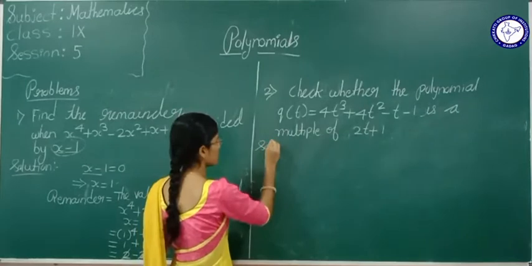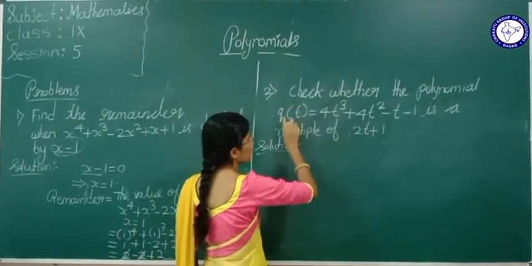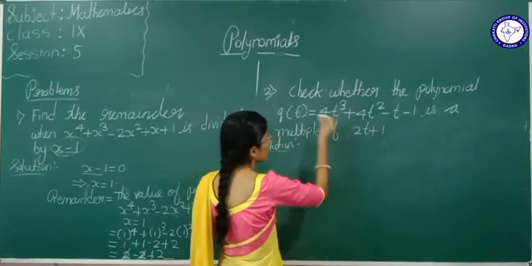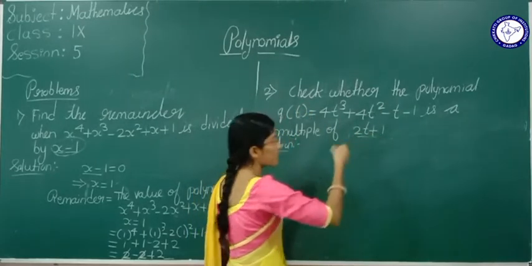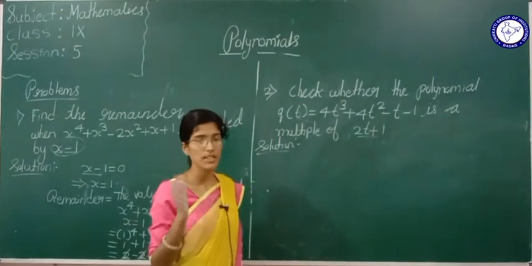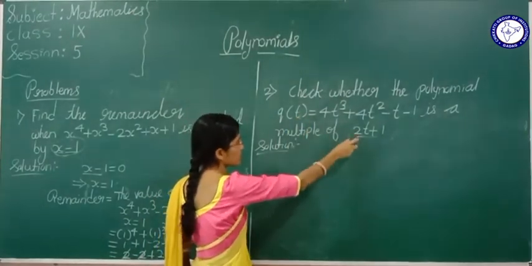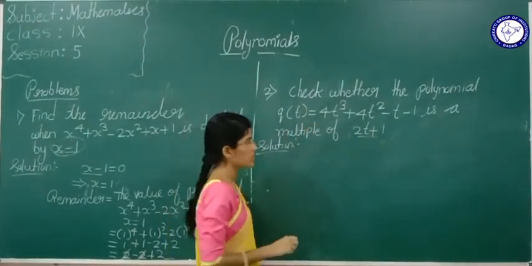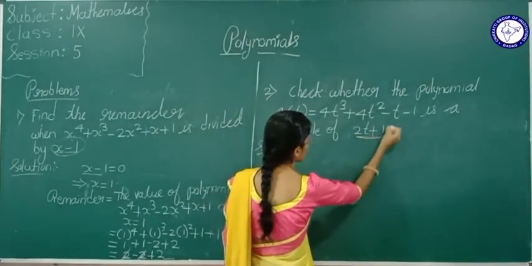See the solution. Check whether the polynomial q of t is a multiple of 2t plus 1. If this is a multiple of this, it means when you divide, the remainder should be 0. If we are getting remainder 0, only then can we tell that this is a multiple of this polynomial. See here, what will we do? By remainder theorem, find the remainder.